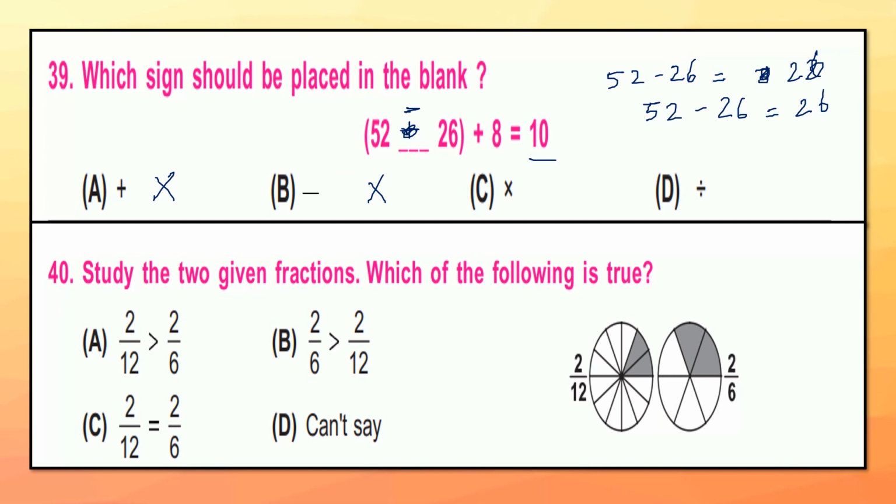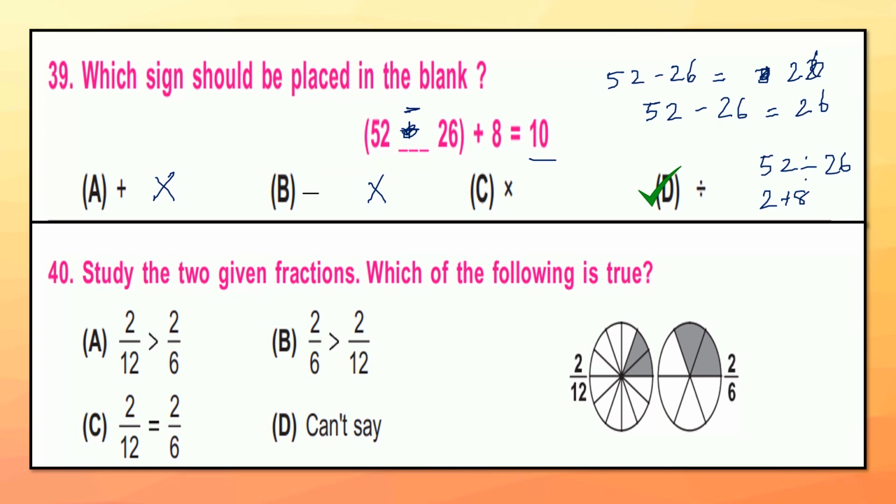52 into 26 gives us a very large number. It will not equal 10. 52 divided by 26. 26 into 2 is 52. So therefore 2 plus 8 is 10. Therefore the correct answer is option D, division. 52 divided by 26 plus 8 gives us 10. 52 divided by 26 is 2, plus 8 gives us 10.